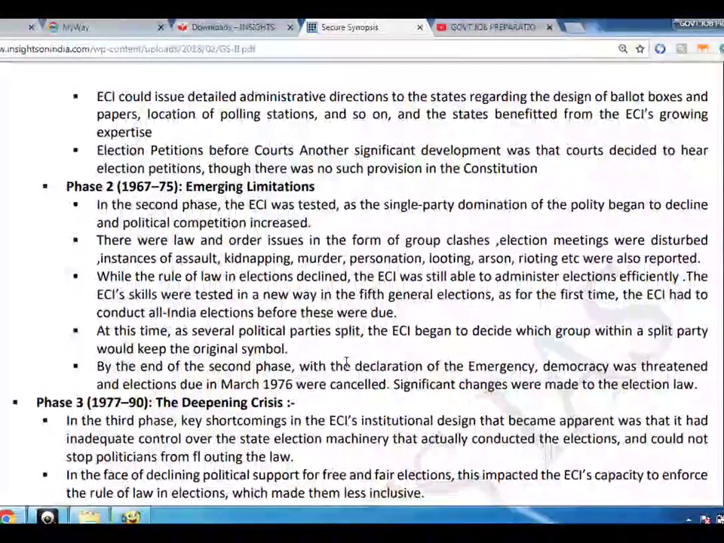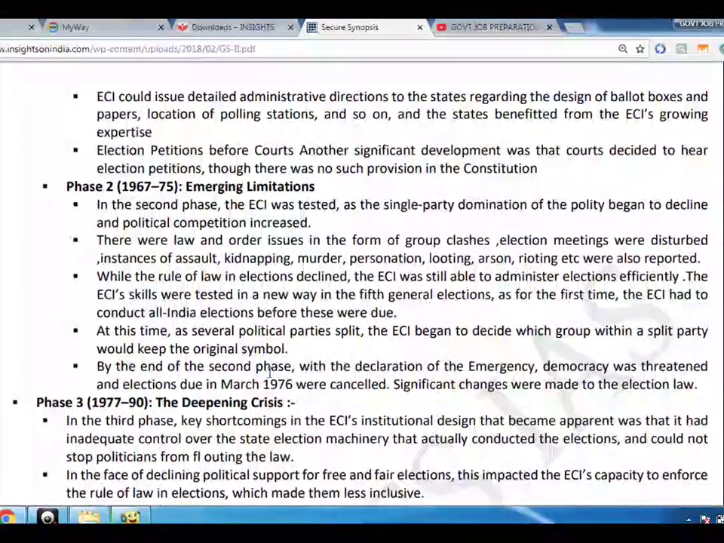Phase 2, 1967 to 75: emerging limitations in the second phase. The ECI was tested as the single-party domination of the polity began to decline and political competition increased. There were law and order issues in the form of group clashes. Election meetings were disturbed. Instances of assault, kidnapping, murder, personation, looting, arson, rioting, etc. were also reported. While the rule of law in elections declined, the ECI was still able to administer elections efficiently.